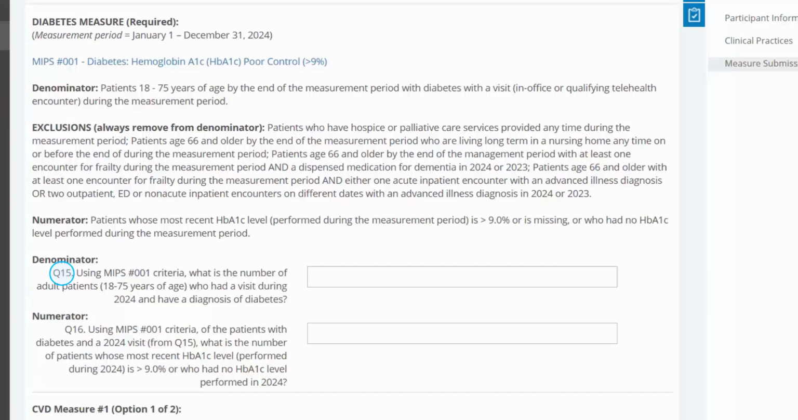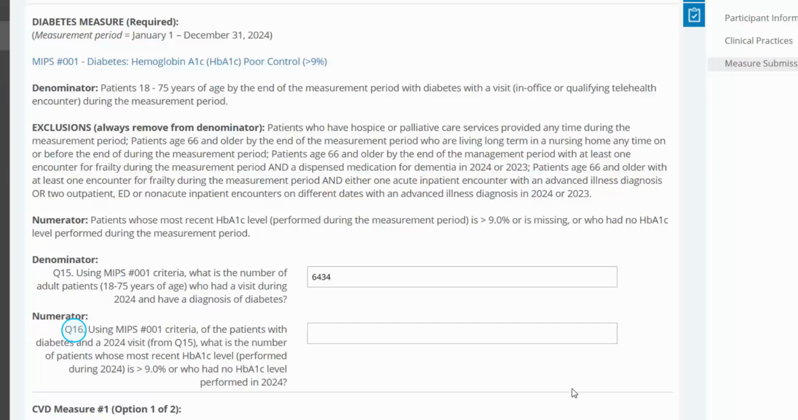My demo organization had 6,434 patients with diabetes who had a 2024 office visit. Question 16 is the numerator of the measure. Of the patients with diabetes from question 15, what is the number of patients whose most recent hemoglobin A1C level taken in 2024 was above 9%? Make sure to review the official measure logic for all criteria.